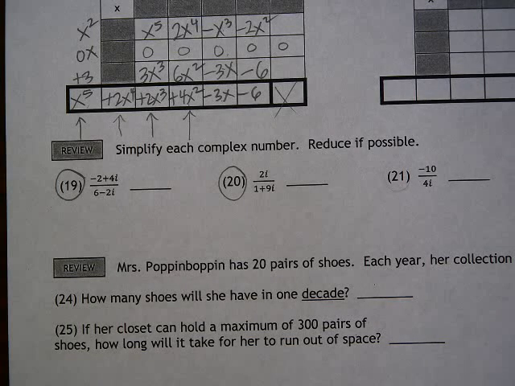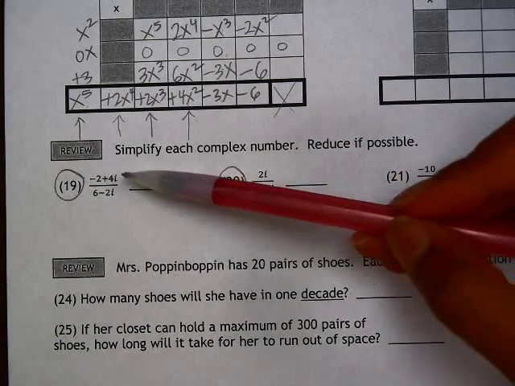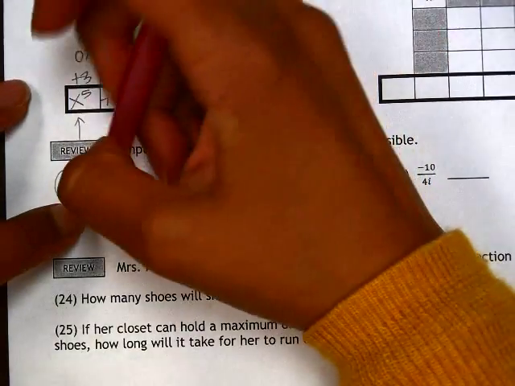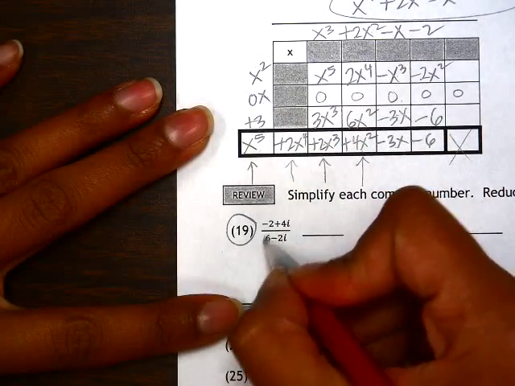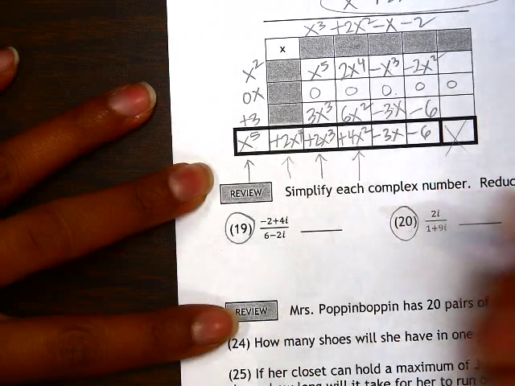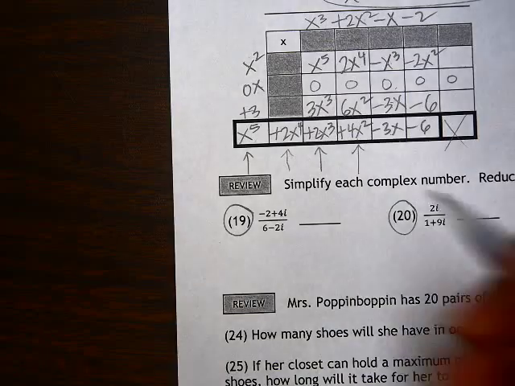This is worksheet 13.5 and we're looking at simplifying complex numbers on 19 and 20. This is a rational expression that has complex numbers in it. In order to rewrite this in a simplified way, we don't want to have a complex number in the denominator. So we want to get rid of the imaginary part.